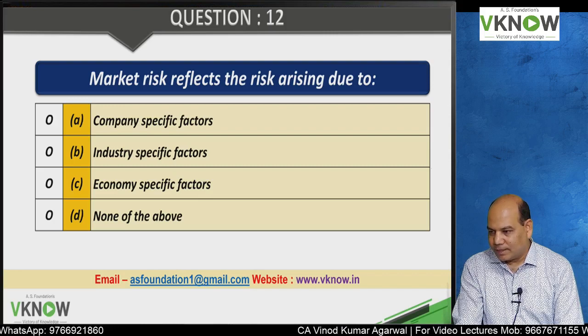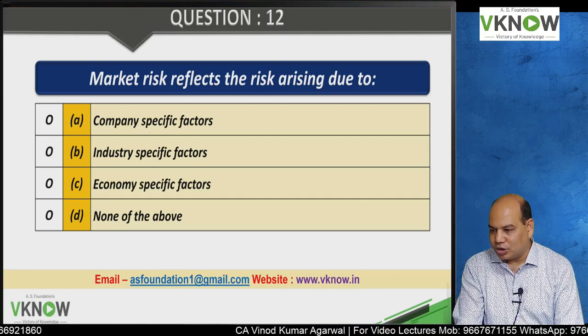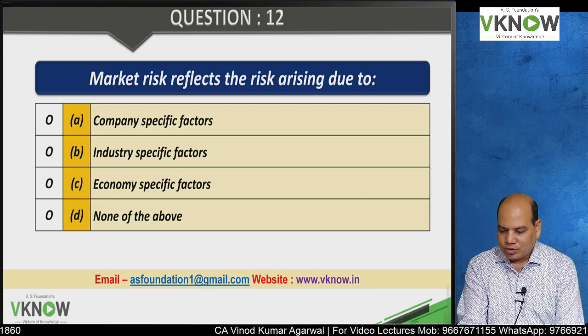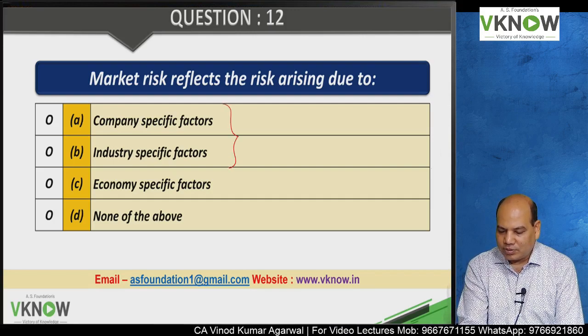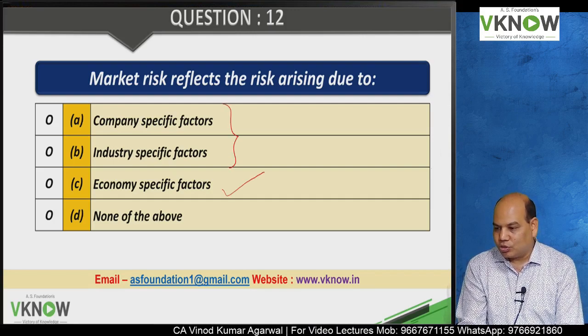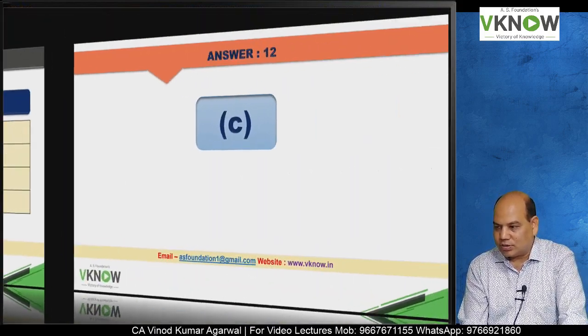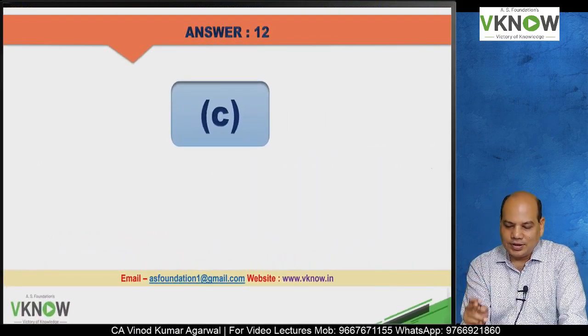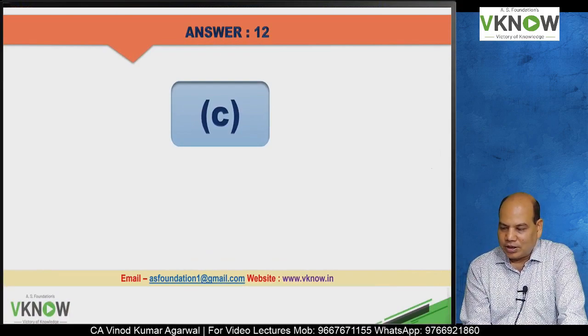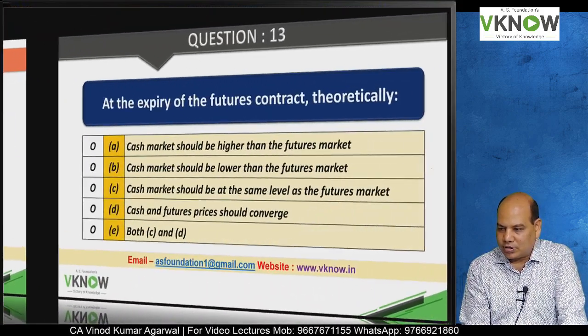This we have done in the portfolio chapter. It is not country specific, company specific, or industry specific. They are called diversifiable risk. It is due to economic specific factor. The correct answer was option C. Market risk is economic specific risk.